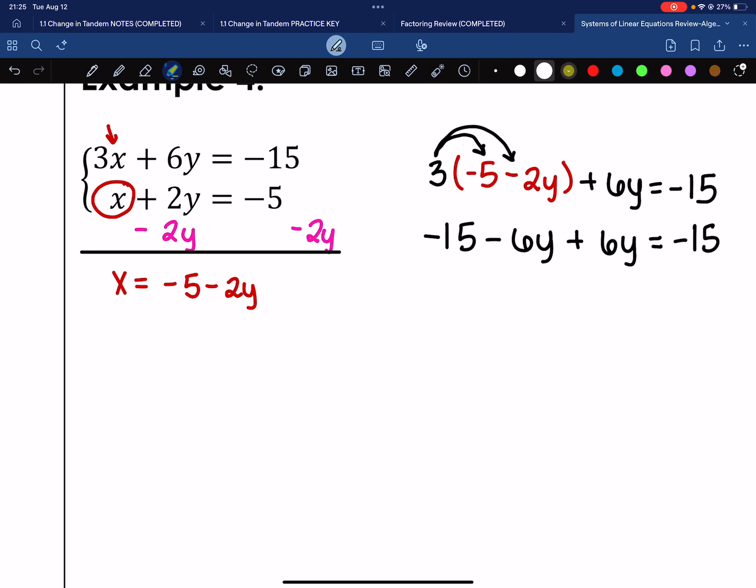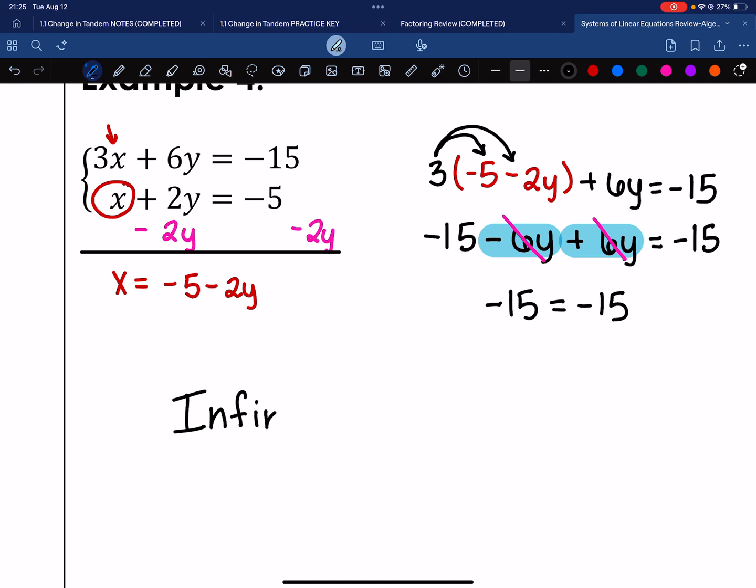So here we go to combine our like terms. That is a negative 6y and a positive 6y. Those end up canceling out. And so we're left with a negative 15 equal to a negative 15. Okay, so this time we do get a true statement. We get negative 15 is equal to negative 15. That is true. Okay, whereas last time we got a false statement. So when our statement is true, that means we have infinite solutions. That just means we have the same line.